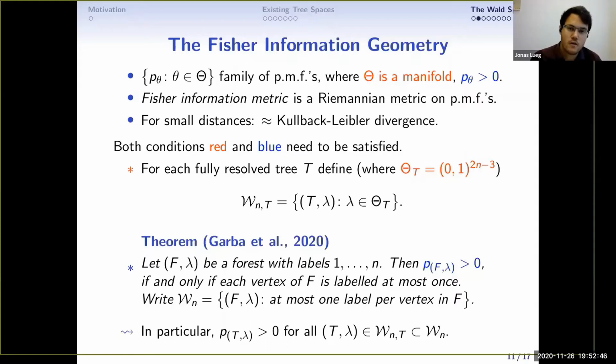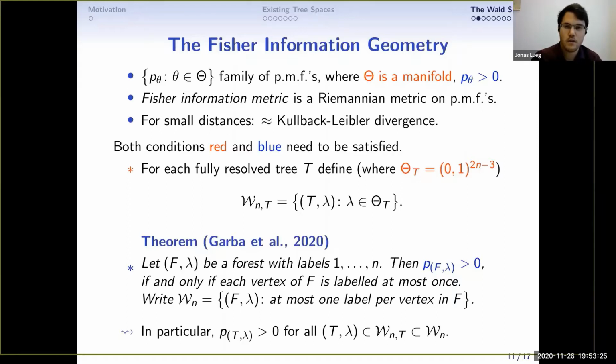And for the second condition, that our probability mass functions need to be strictly positive, we have found a nice correspondence. Namely, for some forest with the labels 1 to n, the probability mass function is strictly positive if and only if each vertex of F is labeled at most once. So as a consequence, we throw out all the forests that have vertices that are labeled more than once. We denote the set W_n to consist of all those forests that have at most one label per vertex in F.